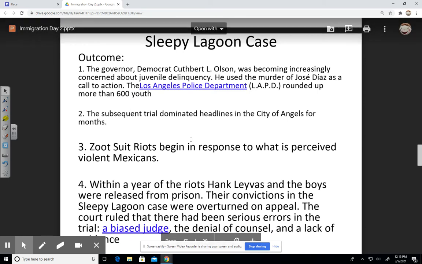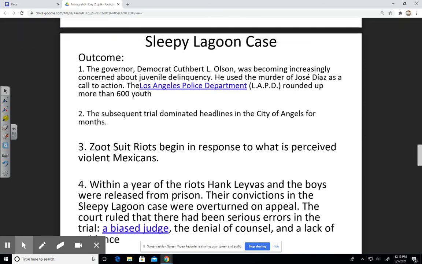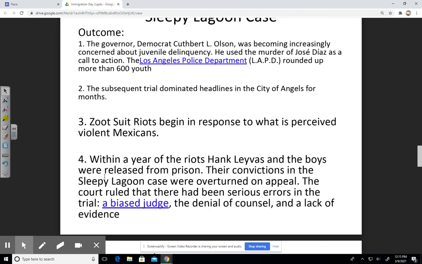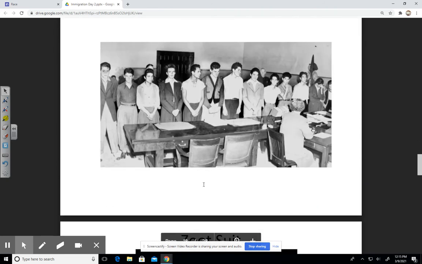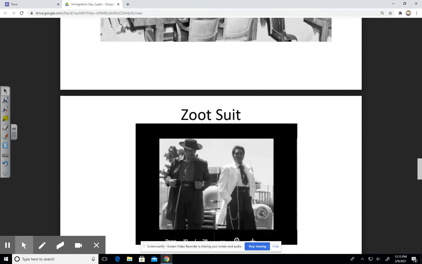And we see the conflict that takes place in World War II that may or may not have contributed to the Zoot Suit riots, primarily from the perspective of a lack of patriotism. That is still to be determined. Here we see the people hauled into court for the Sleepy Lagoon case.